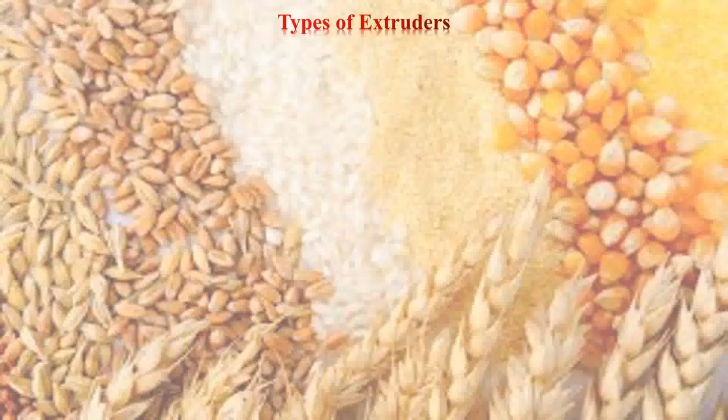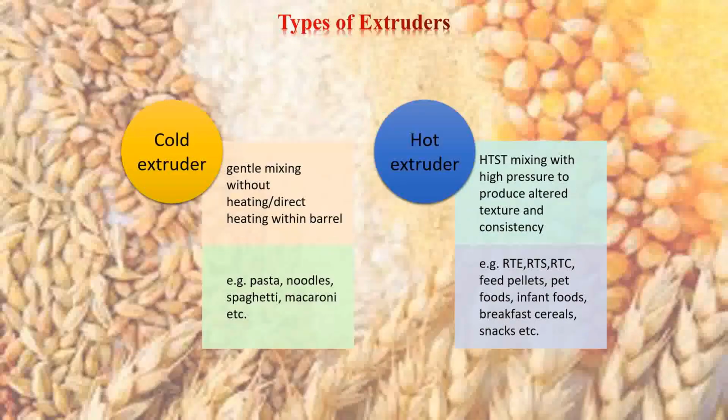After that, we have the types of extruders. The types of extruders are mainly based on the temperature of the operation. There are cold extruders, where gentle mixing without heating is done directly within the barrel. Examples: pasta, noodles, spaghetti, macaroni, etc. are subjected to cold extrusion, because if hot extrusion is done, then too much food melting would result, which would not help the formation of the hard consistency of these pastas, noodles, spaghettis and macaronis.